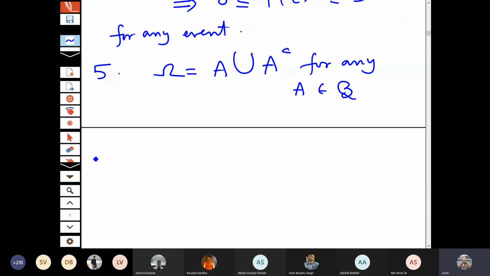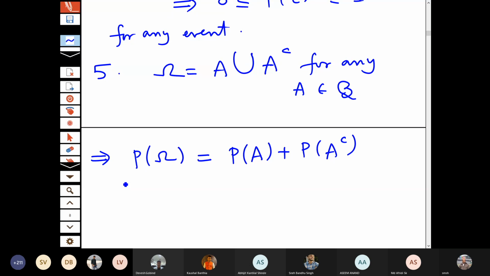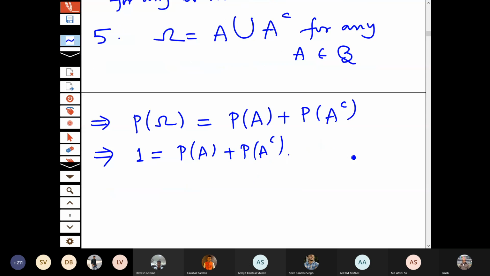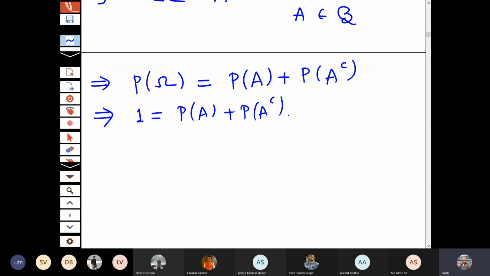So this means that probability of omega is equal to probability of A plus probability of A complement. Now this is 1, so you have probability of A complement and probability of A making up the total probability 1.